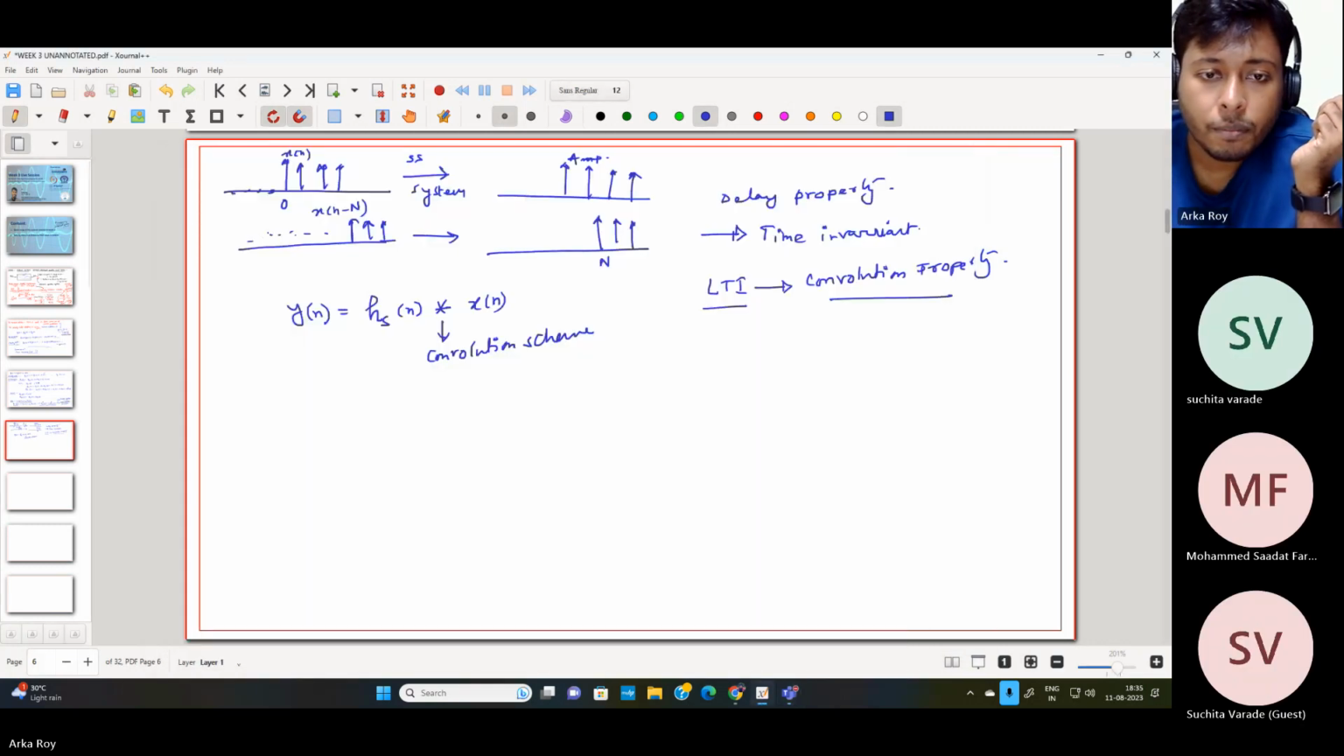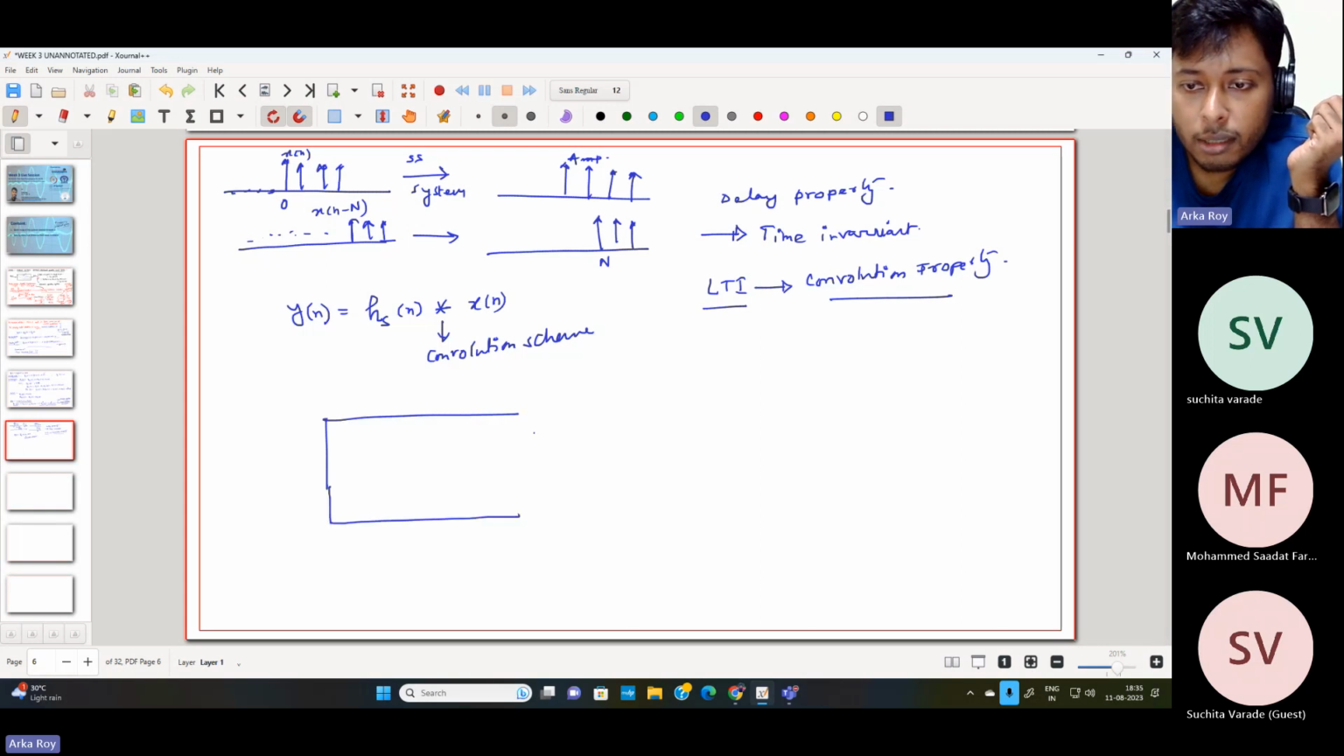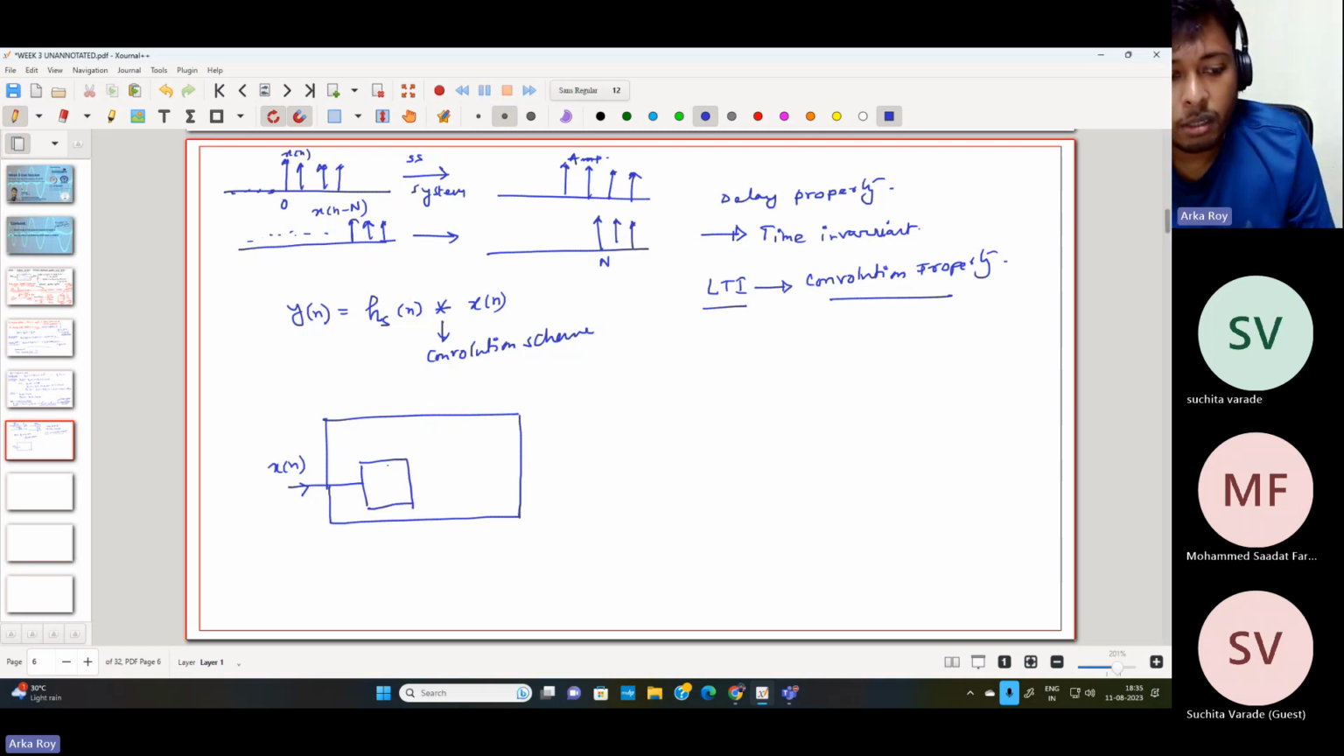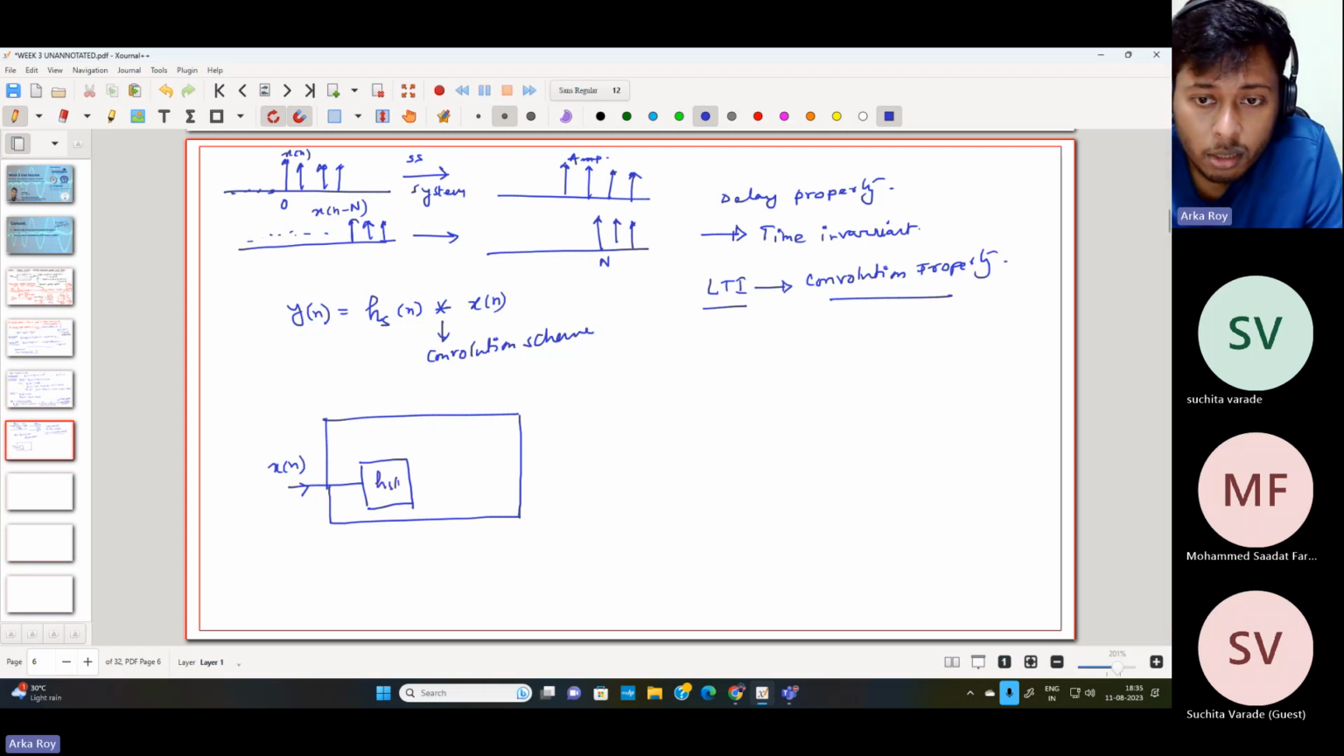Okay. So I can start drawing the block diagram. This is x(n), and I can consider this as h_ss(n), which has zero initial condition, and the output is y_ss(n). Now the steady state part is done.